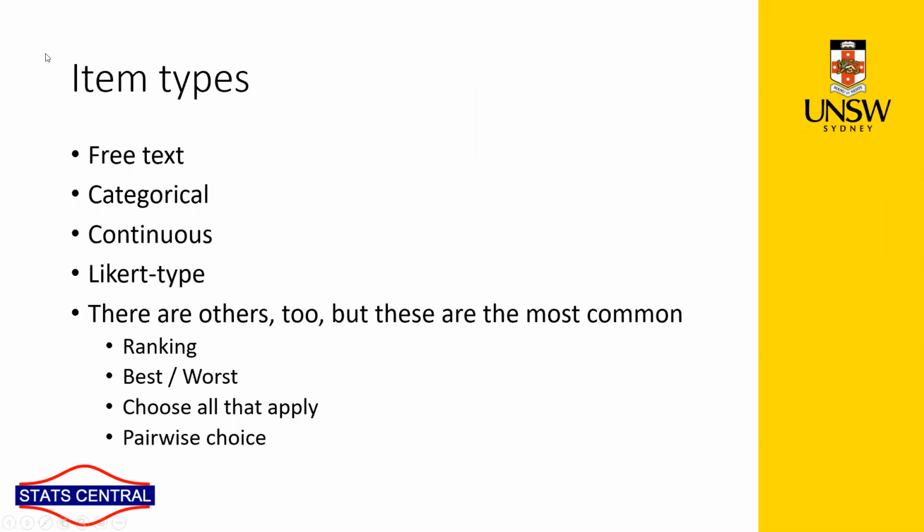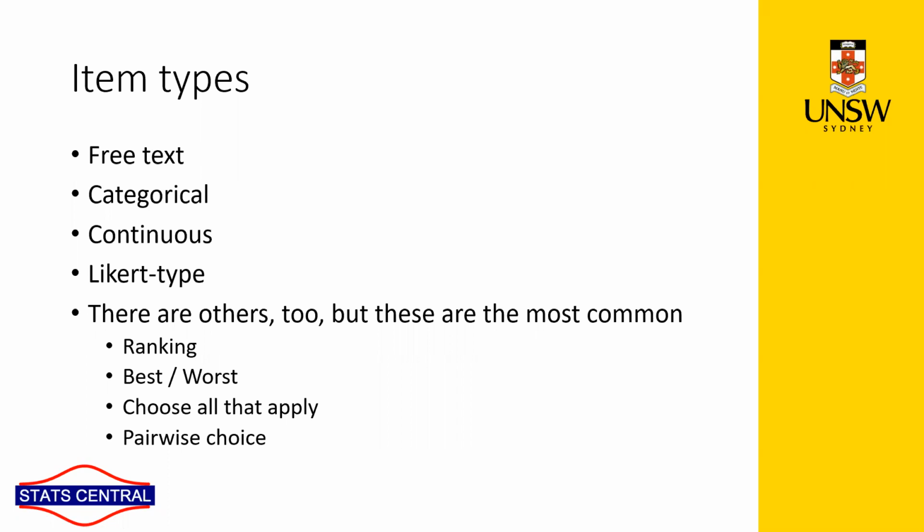Okay, so I'm going to move on to some descriptions of very common item types, question types in your survey. There are a lot of different ways to gather data. But I'm only going to go over the most common question types that you will probably use, but this is not a definitive list in any form. I'm going to be focusing on free text, categorical, continuous type responses, and Likert type items.